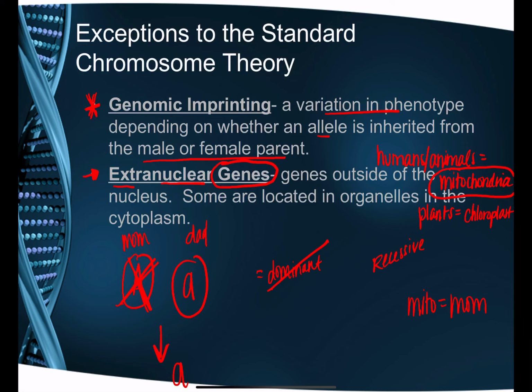So there is DNA there. It does code for a few things, but if you have any type of mitochondrial issues, those would have been inherited from the mother, okay? And then in plants, there's DNA in the chloroplasts as well, okay? And those are considered extranuclear genes.